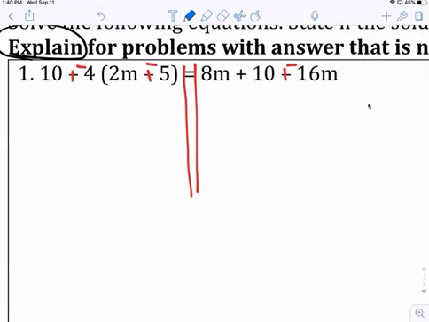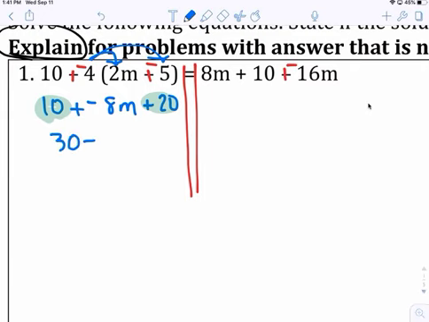You always do additive inverse first, and then you distribute always parentheses first, so negative 8m plus a positive 20, and this is 10 plus. And then these are alike here, so we combine them. You get 30 plus negative 8m. And then on the other side, you can combine these two. There's no parentheses, so you don't need to combine like terms. Negative 8m.